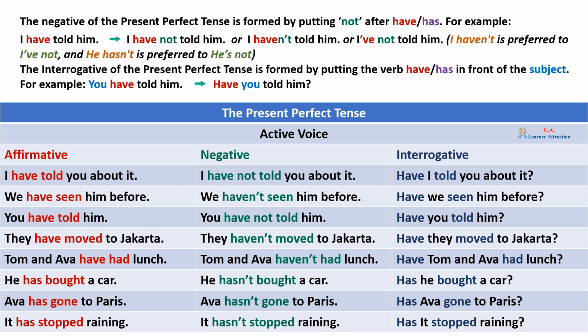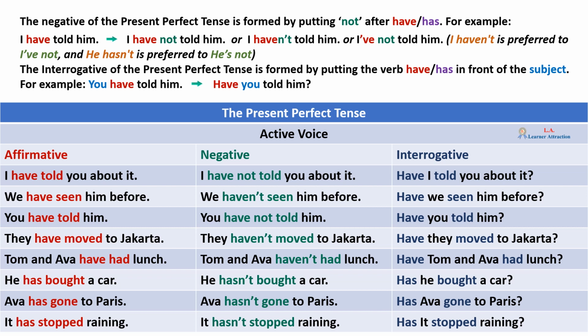The negative of the present perfect tense is formed by putting not after have or has. For example, I have told him becomes I have not told him, or I haven't told him, or I've not told him. I haven't is preferred to I've not, and he hasn't is preferred to he's not.